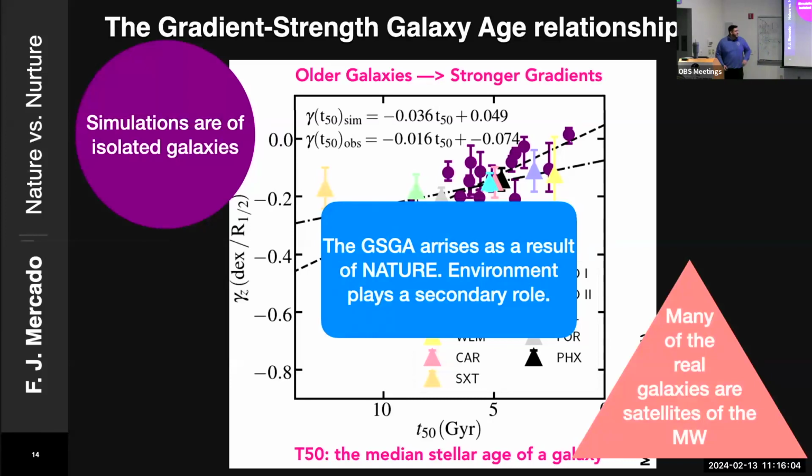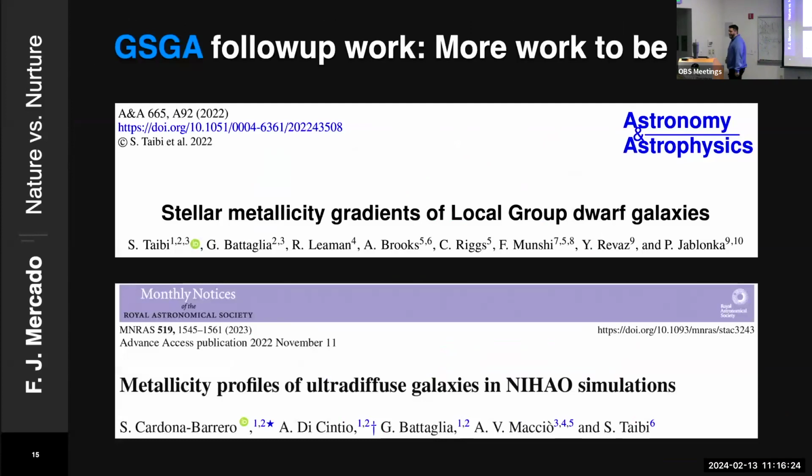So, as I mentioned, this connection between a galaxy's gradient strength and its stellar age really points to the fact that this relation can arise due to nature, and the environment plays a secondary role, if anything, in setting this scaling relation. Now, since we published this work, there has been follow-up in both observational studies and other simulation studies that tell us there is a lot more work to be done here. If you're interested in talking about the results of these papers, let's talk about this after. But just for the sake of time, I'm going to move forward. It's interesting that this has sparked a conversation, and it's great to know there is a lot more work to be done here.